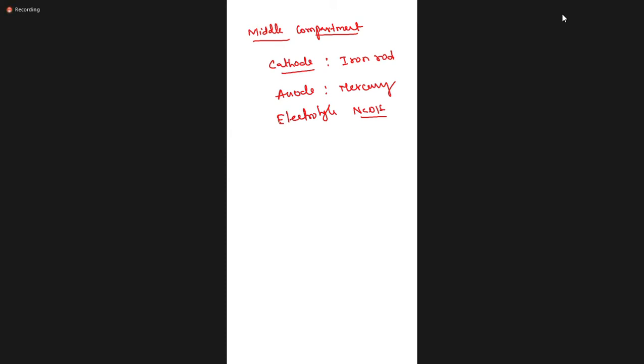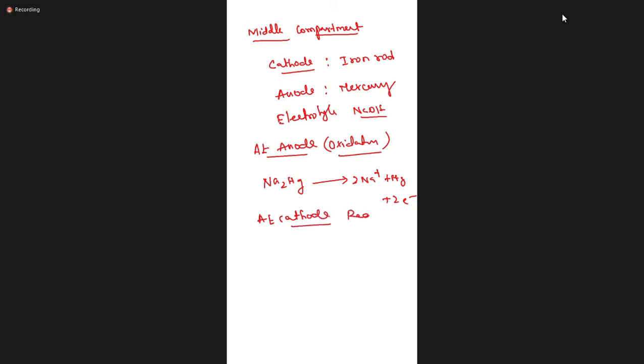NaOH is the electrolyte. At the anode, what type of reaction takes place? Oxidation reaction takes place. In the outer compartment, at the anode, the product is Na2Hg. That Na2Hg, on losing of electrons, becomes 2 Na plus mercury after losing 2 electrons. At the cathode, what type of reaction takes place? Reduction reaction takes place.